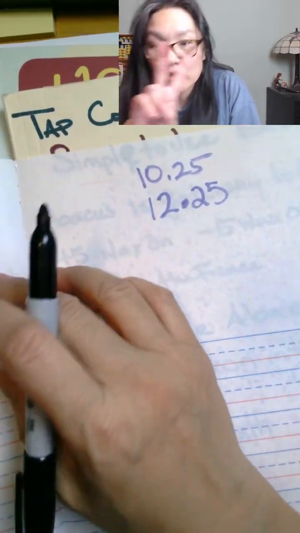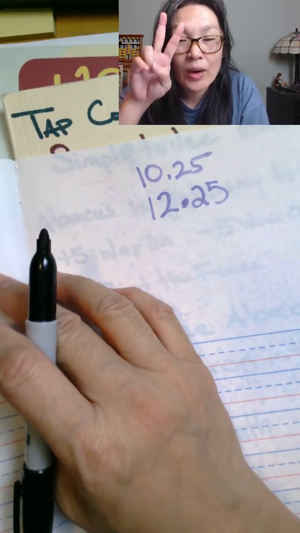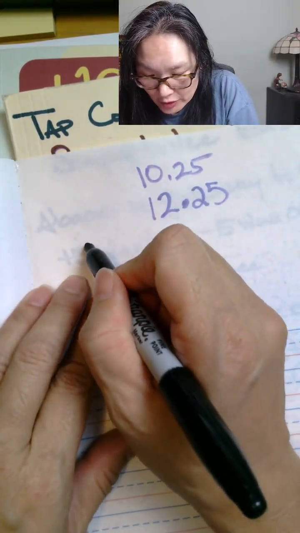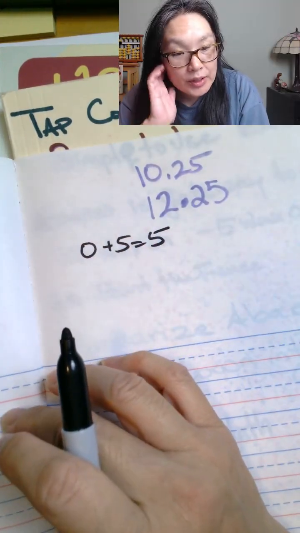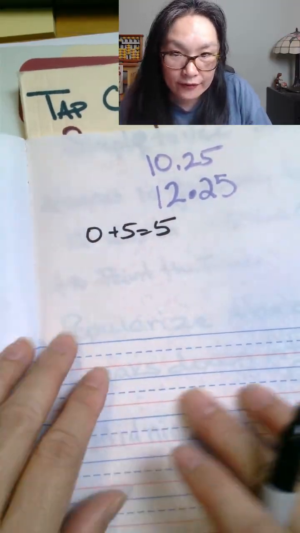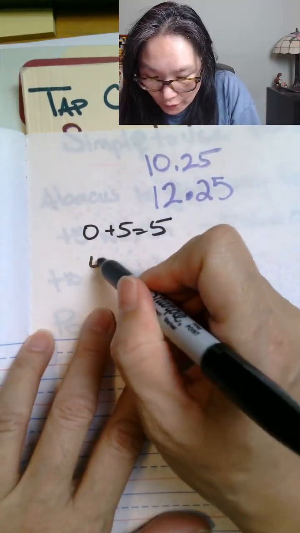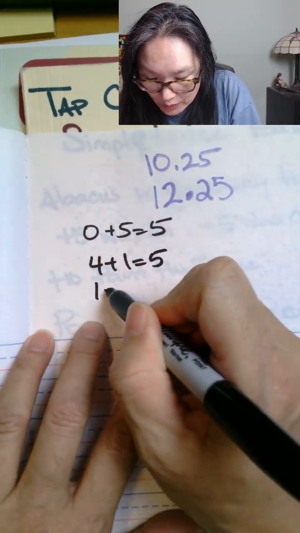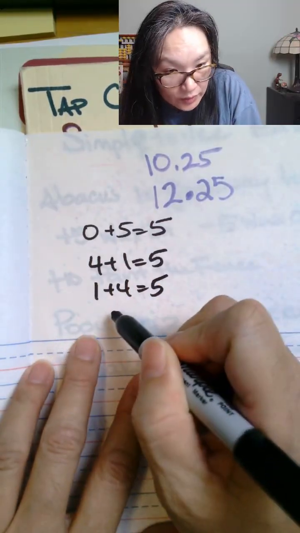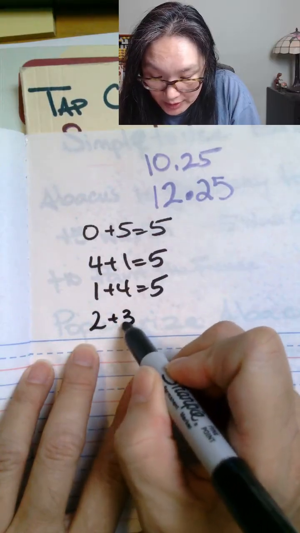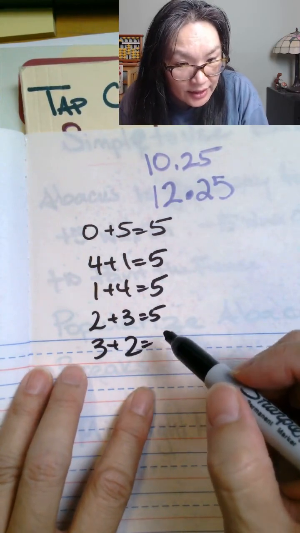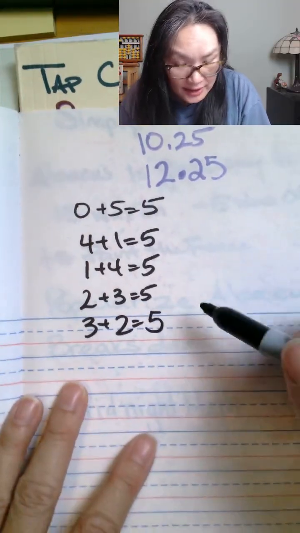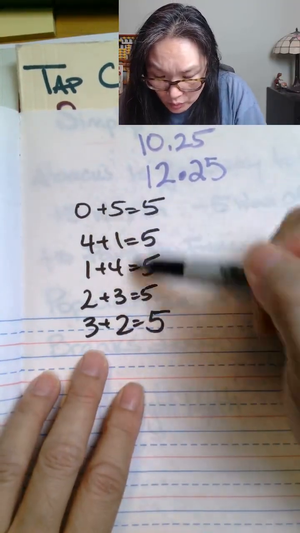So when we make a 5, please put in the chat what are 2 numbers to use to make a 5. Let's do adding 5. My first one would be 0 plus 5 is equal to 5. In the chat, can you put in what other ways to make a 5? Thank you, Melinda. 4 plus 1 is equal to 5. And then 1 plus 4 is equal to 5. And then another one, 2 plus 3 is equal to 5. And then 3 plus 2 is equal to 5. Thank you, Aaron. Yes, thank you, Melinda.